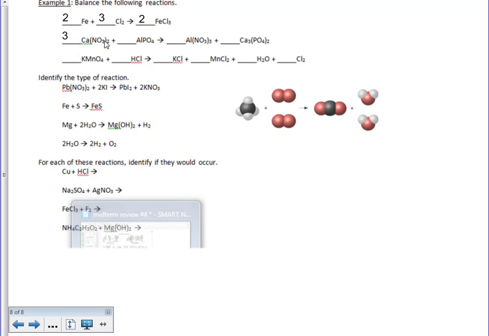Inadvertently, now I have not just 3 NO3s but 6 NO3s, so now I must change that. So now I have 2 times 3 gives me 6 NO3s. Now I have 2 ALs. Now I must change this to 2 ALs, but now I have 2 PO4s, which is okay because I have 2 PO4s on my product side.